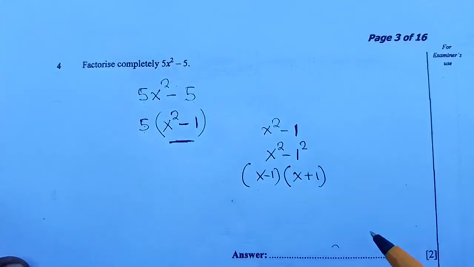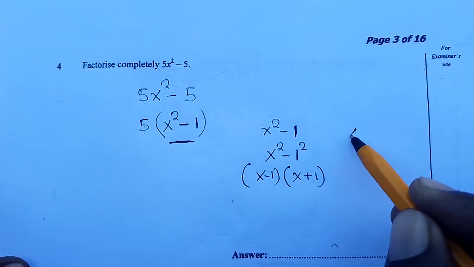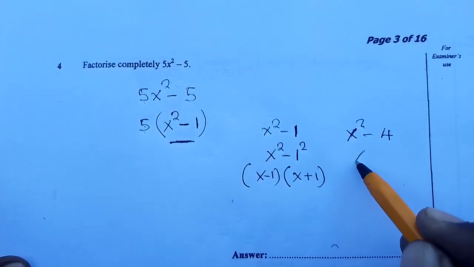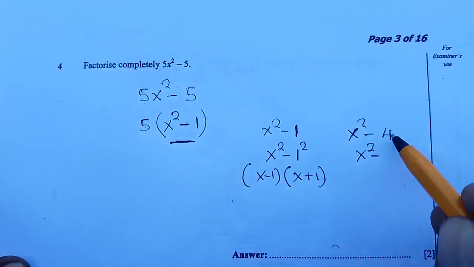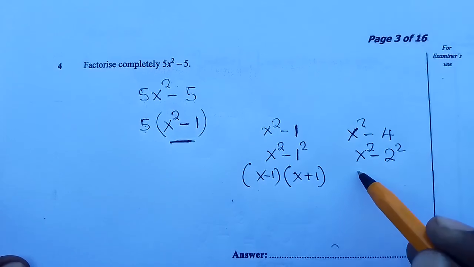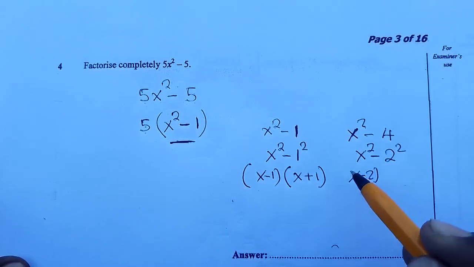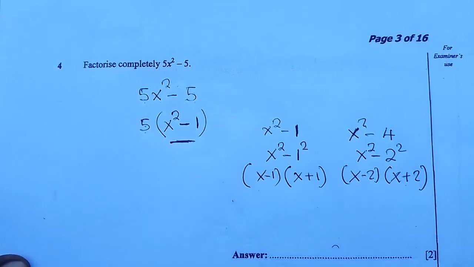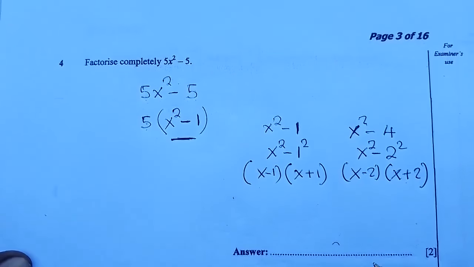If you add something like, let's say, x squared minus 4. Have you seen? So you say x squared minus, what is the square root of 4? It is 2. So 2 squared. So this is the same as x minus 2. Then you say x plus 2. So I just want to show you how you can work out the other expressions when you are given them to factorize.